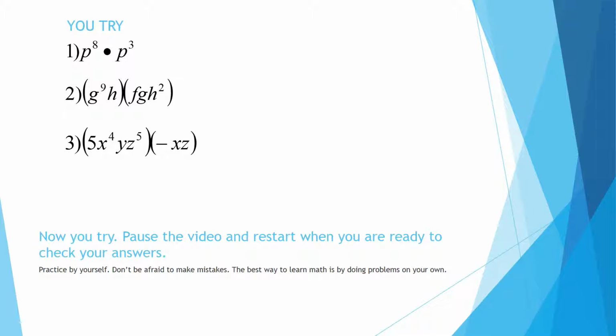Let's see if you got your answers correct. For number 1, you should have gotten p to the 11th power. For number 2, you should have gotten f times g to the 10th power times h to the 3rd power. And for number 3, you should have gotten -5 times x to the 5th power, y times z to the 6th power. How'd you do? Hopefully you did well. If not, I want you to write down the ones that you missed and your specific questions and bring those to class with you, ready to ask your specific questions about the ones that you missed.